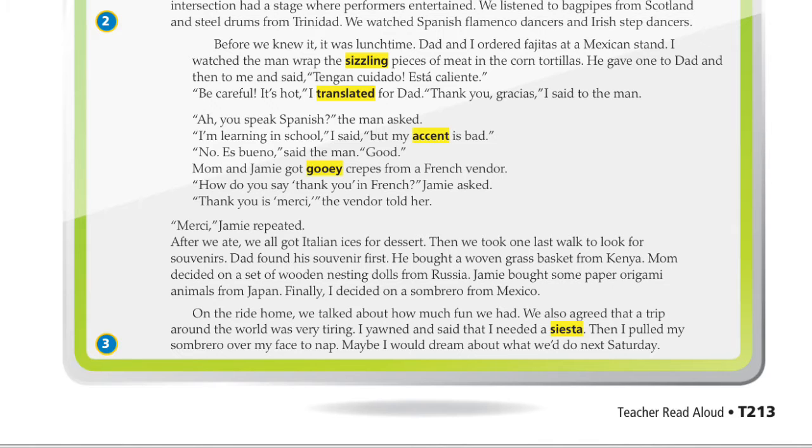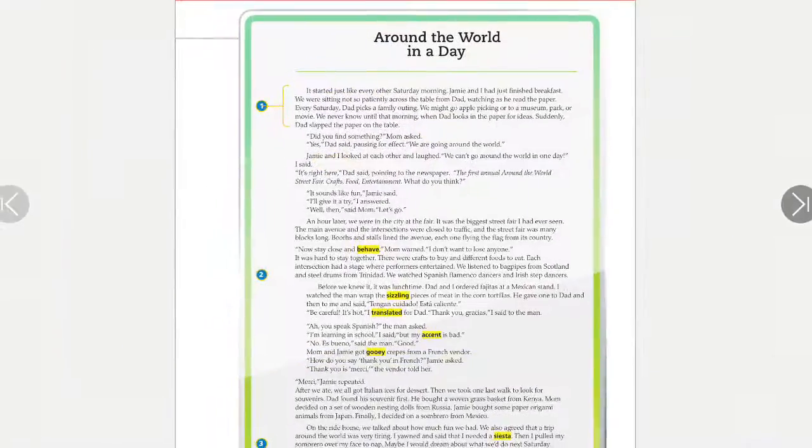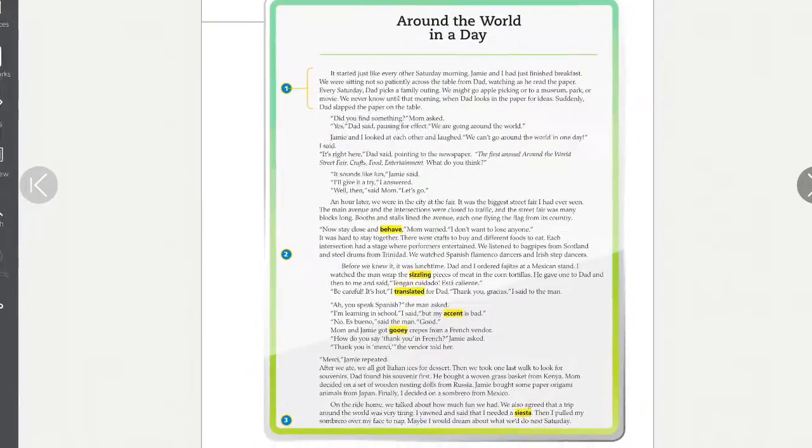On the ride home, we talked about how much fun we had. We also agreed that a trip around the world was very tiring. I yawned and said that I needed a siesta. Then I pulled my sombrero over my face to nap. Maybe I would dream about what we'd do next Saturday. How does the family go around the world in a day?